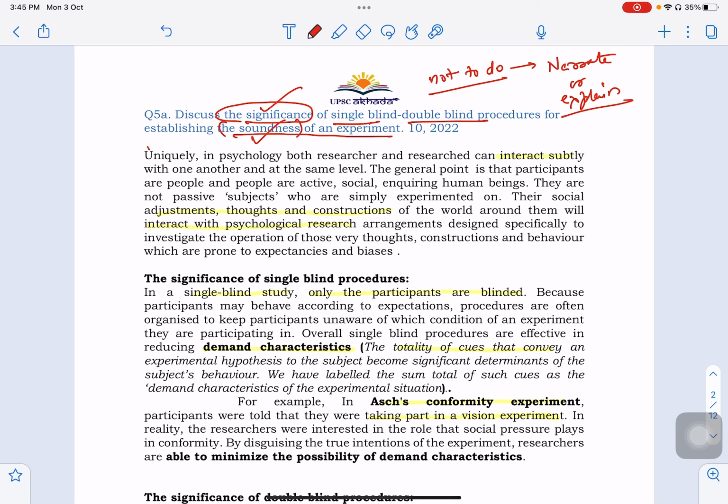So in the introduction we just explain why experiments in psychology are different from natural science, because here subjects are not passive. For example, in biological sciences, we used to do experiments on guinea pigs and rats, so more or less we can treat them as passive. But here humans are there. They have their own thought processes, adjustments, constructions, which can impede psychological research arrangements. So many biases come in. To reduce those, we use single blind and double blind procedures.